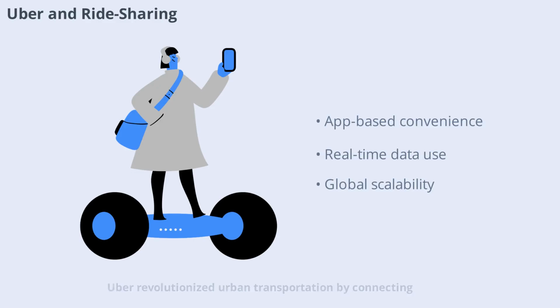Uber revolutionized urban transportation by connecting riders with drivers through a simple app. This model bypassed traditional taxi services, offering convenience, transparency, and often lower prices. By leveraging smartphone technology and real-time data, Uber created a platform that scaled rapidly across cities worldwide. The ride-sharing model has since inspired countless other services, proving how disruption can ripple through related industries.